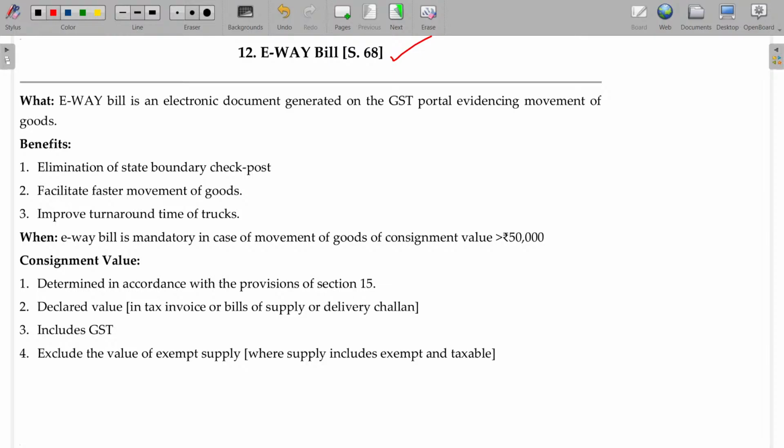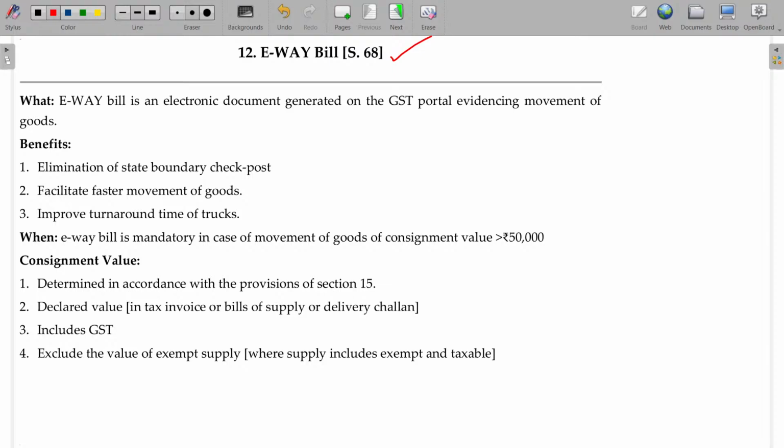Now this one is automated, in electronic form. Before you start your transport, you need to update the value of the goods transported, from where they are transported, and to whom they are going to be transported. Every document will be uploaded in electronic form, which is called the e-way bill. Electronic way bill, that's all.